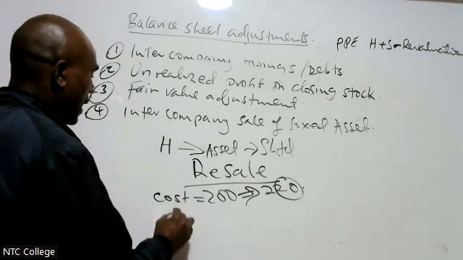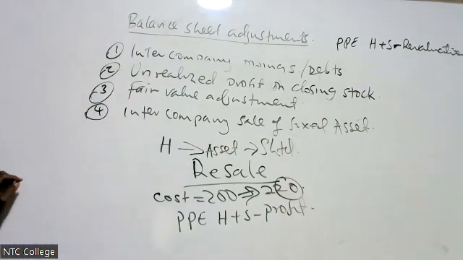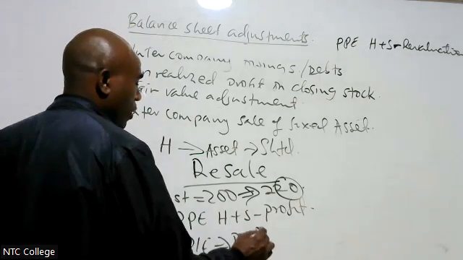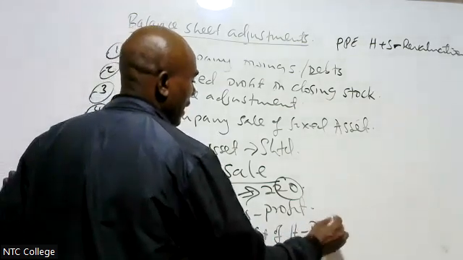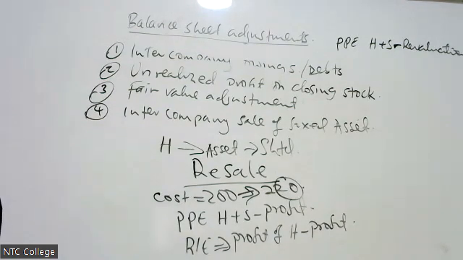When I'm consolidating, I will take PPE, H plus S, minus the profit that was realized. And also in the retained earnings, I will take the retained earnings of H minus that profit. I eliminate the profit because I do not make that profit. I believe up to there we are okay on intercompany sale of fixed asset. If it was at a profit, we eliminate that profit. If it was at a loss, we eliminate that loss.